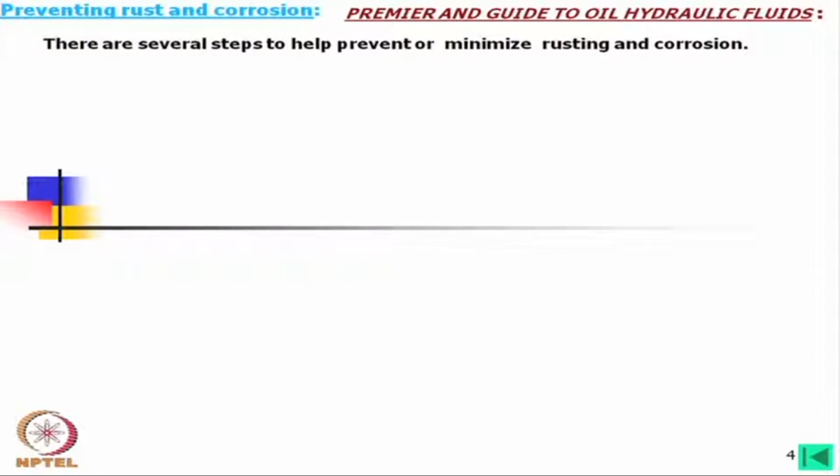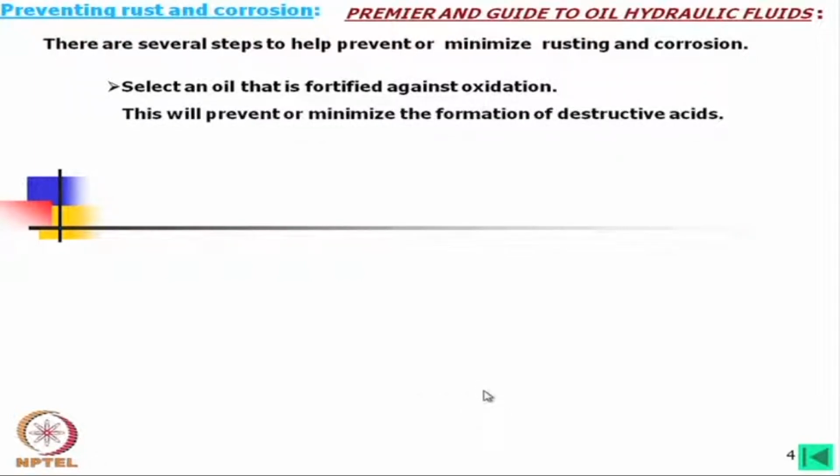There are several steps to help prevent or minimize rusting and corrosion. These are: select an oil that is fortified against oxidation. This will prevent or minimize the formation of destructive acids.